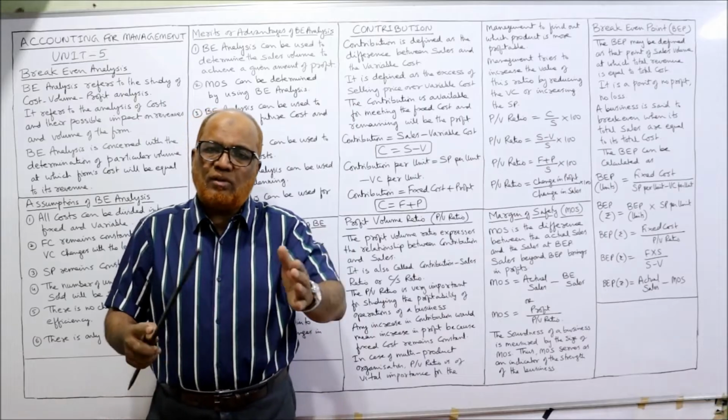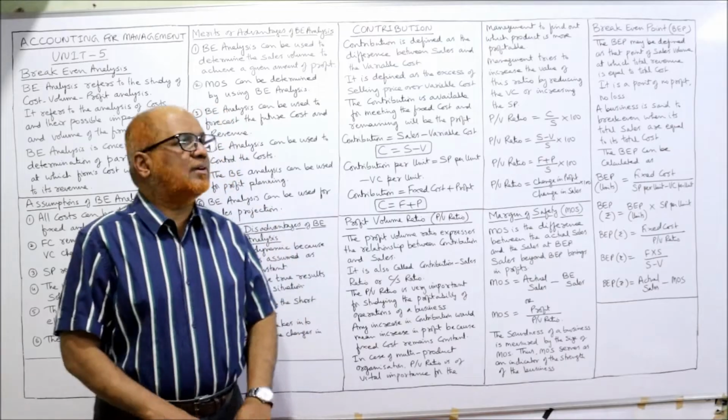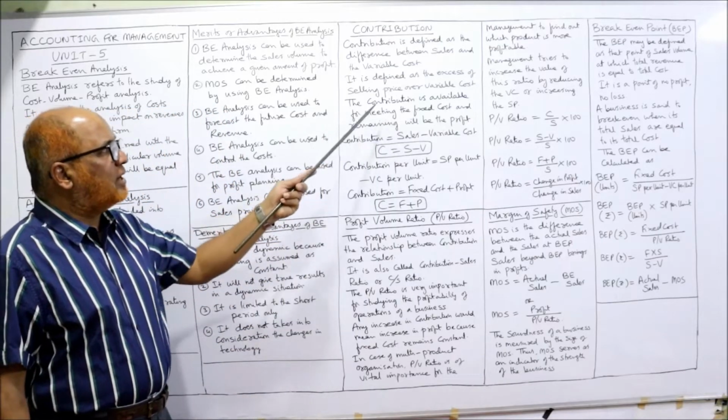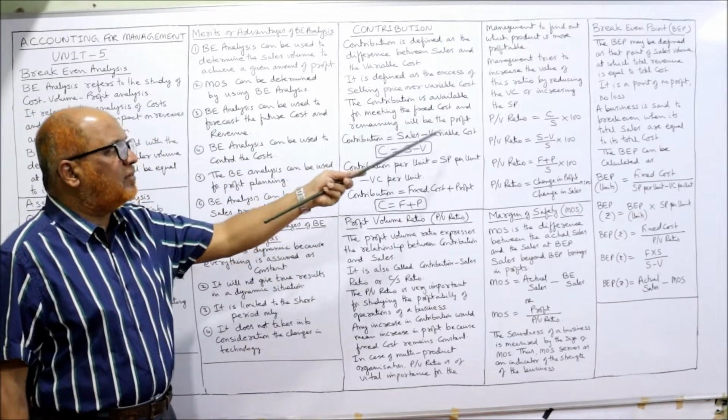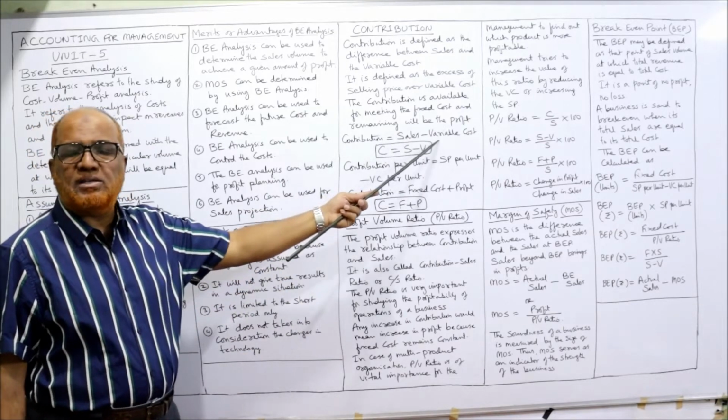So from contribution we subtract the fixed cost. The resulting figure is called the profit. So the contribution is available for meeting the fixed cost and the remaining will be profit. So what is the formula of contribution? Contribution is sales minus variable cost.